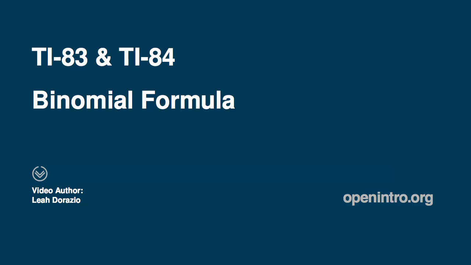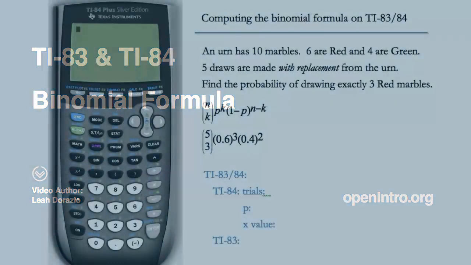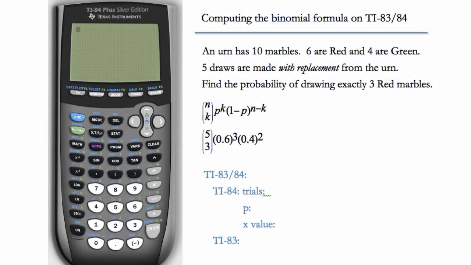In this video, we'll see how to compute the binomial formula on the TI-83 and 84. Let's start with a problem. An urn has 10 marbles. 6 are red and 4 are green. 5 draws are made with replacement from the urn. Find the probability of drawing exactly 3 red marbles.